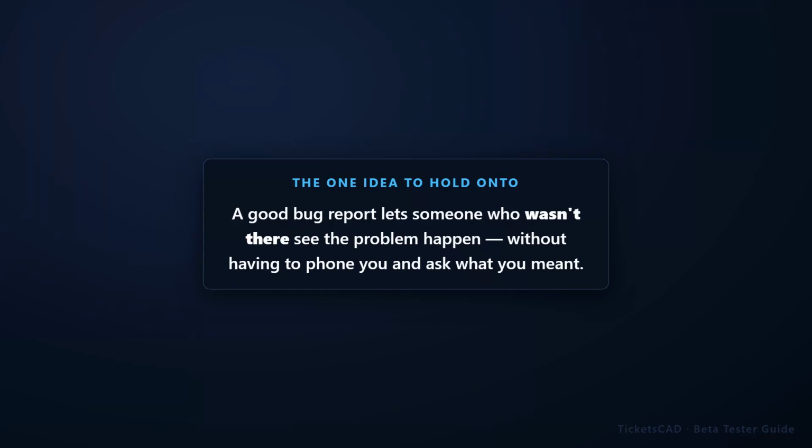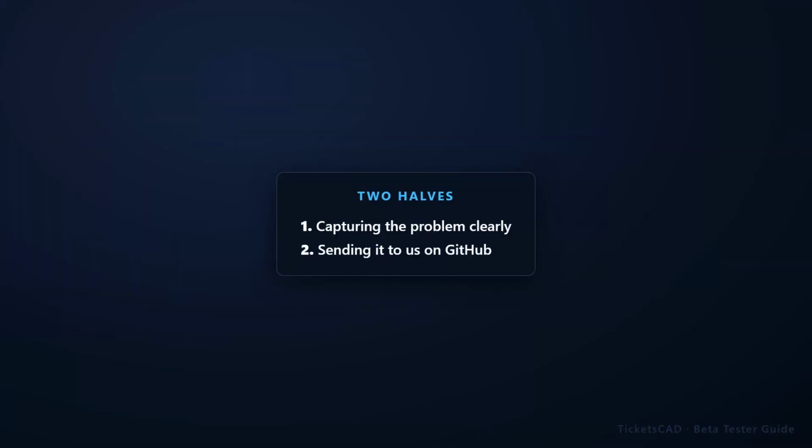When something goes wrong in TicketsCAD, the way you tell us about it makes all the difference. Here's the one idea to hold on to. A good bug report lets someone who was not there see the problem happen, without having to phone you and ask what you meant. We will do this in two halves. First, capturing the problem clearly. Second, sending it to us on GitHub, the website where we collect reports.